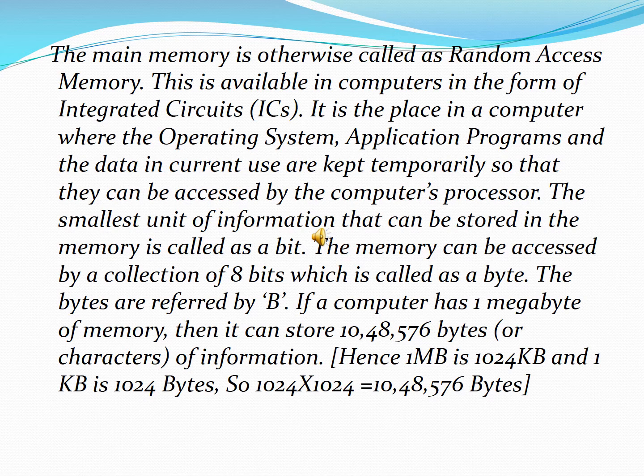We know the difference between primary memory and secondary memory. We already discussed it in chapter 1. What is primary memory? Primary memory is a temporary storage device. It is volatile memory, and secondary memory is a permanent storage device. Okay, did you understand?